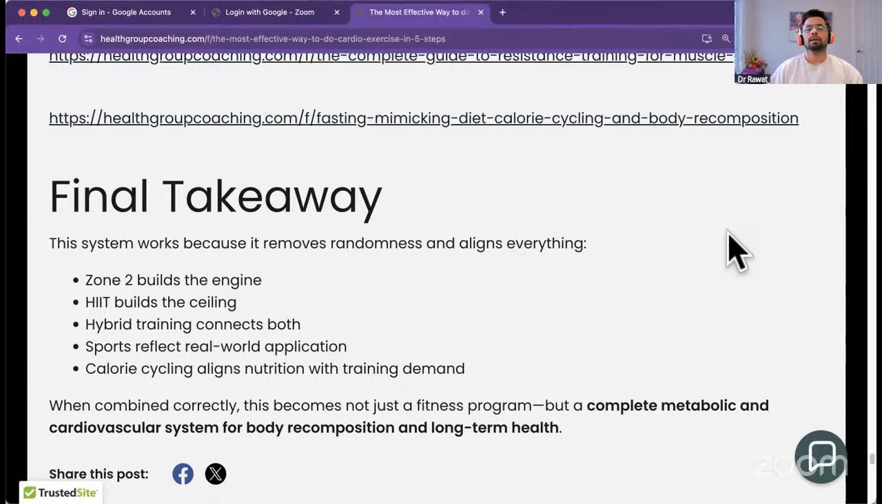So on your resistance training days, you're focusing more on your protein intake and your calorie intake, while on your cardio days, you're focusing more on higher fiber, higher polyphenols, more bulk in the food, less calorie density in the food, and more cardio. So you're doing more fat burning on those days.